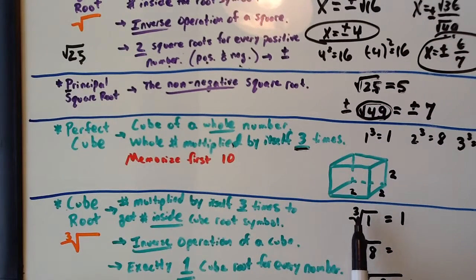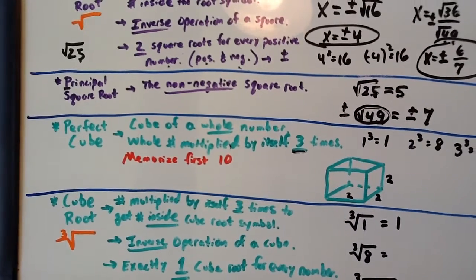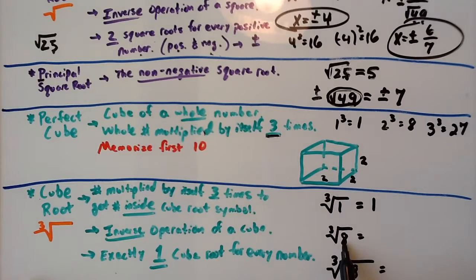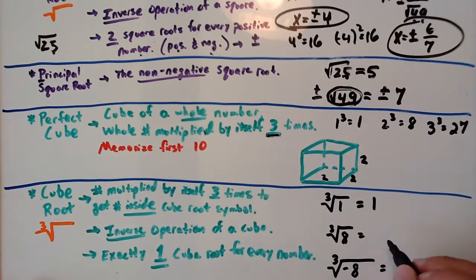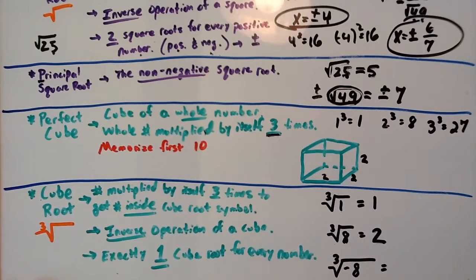So something like this, the cube root of 1. I would ask myself, what whole number multiplied by itself 3 times would give me 1? And that would be 1, right? The cube root of 8. What number multiplied by itself 3 times gives me 8? Well, that would be 2, right? 2 times 2 times 2.